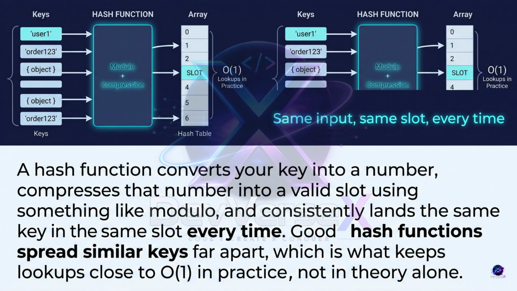A hash function converts your key into a number, compresses that number into a valid slot using something like modulo, and consistently lands the same key in the same slot every time. Good hash functions spread similar keys far apart, which is what keeps lookups close to O(1) in practice, not in theory alone.